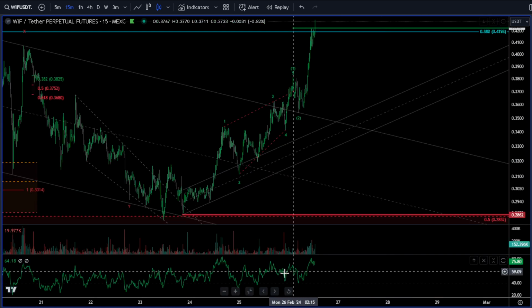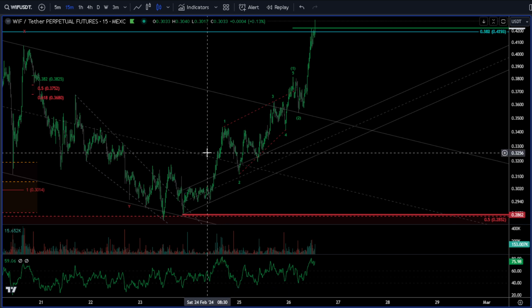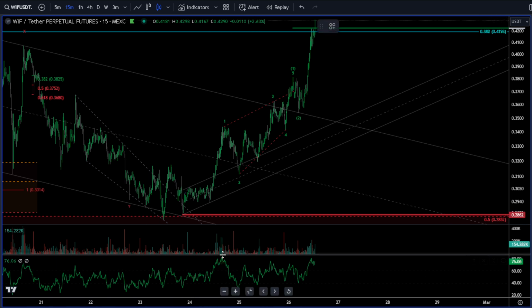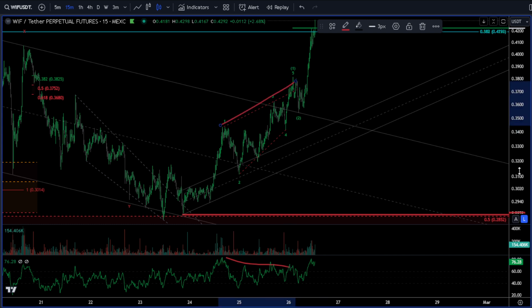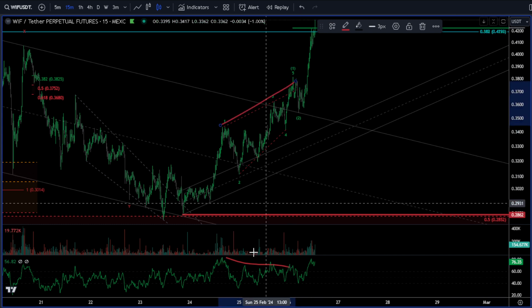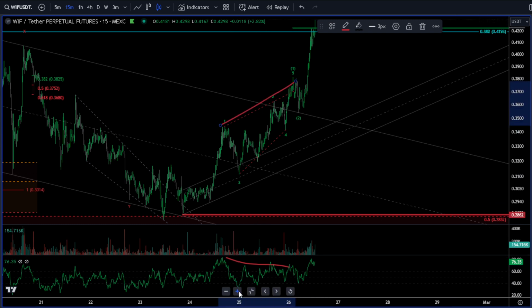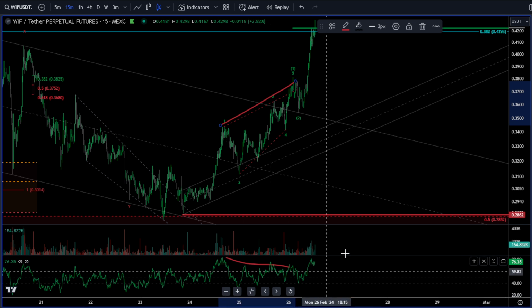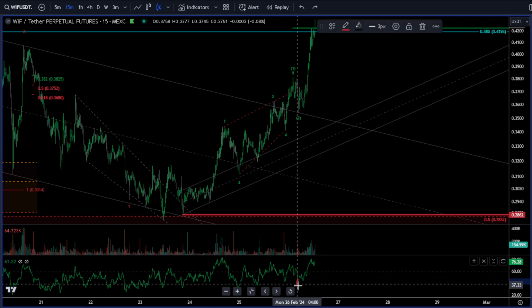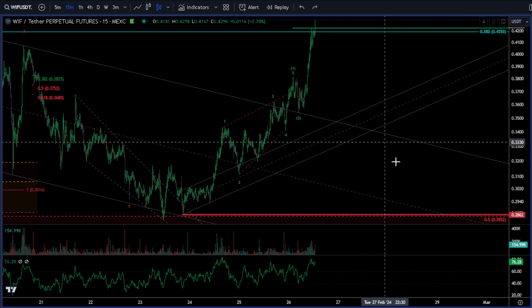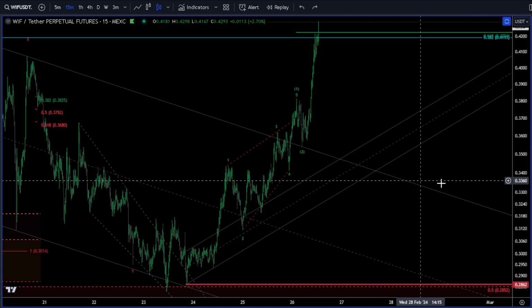And what else was nice here is we were getting divergence, which we expect in a diagonal on the way up. We're getting bearish divergence and hidden bullish divergence on the way up, right here. So that's my count currently.